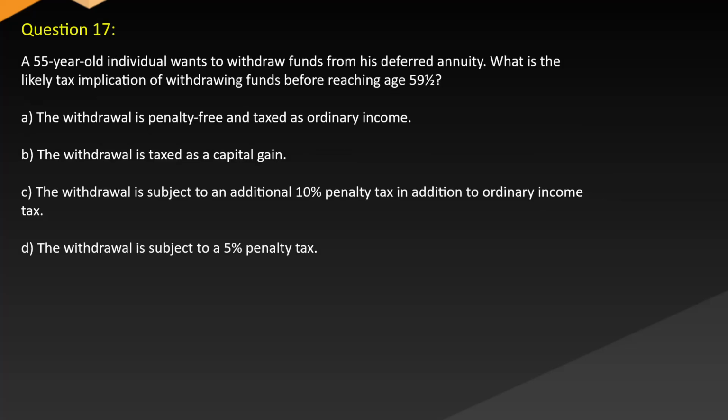Question 17. A 55-year-old individual wants to withdraw funds from his deferred annuity. What is the likely tax implication of withdrawing funds before reaching age 59½? A. The withdrawal is penalty-free and taxed as ordinary income. B. The withdrawal is taxed as a capital gain. C. The withdrawal is subject to an additional 10% penalty tax in addition to ordinary income tax. D. The withdrawal is subject to a 5% penalty tax.